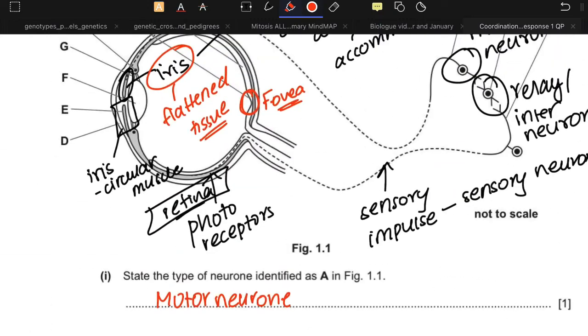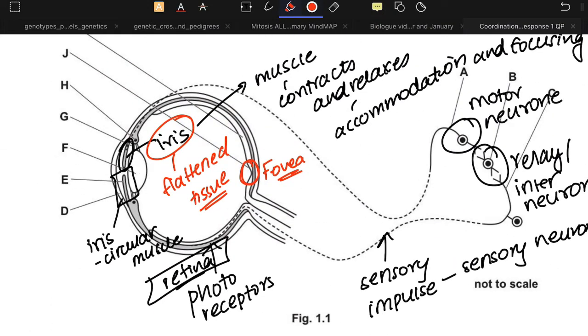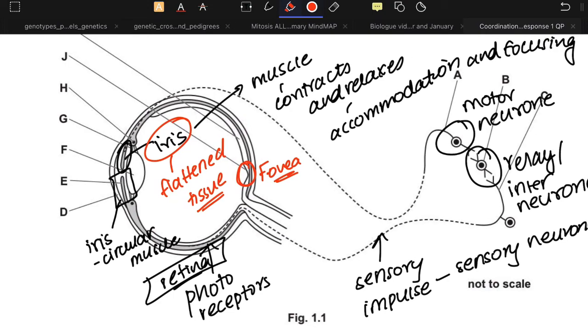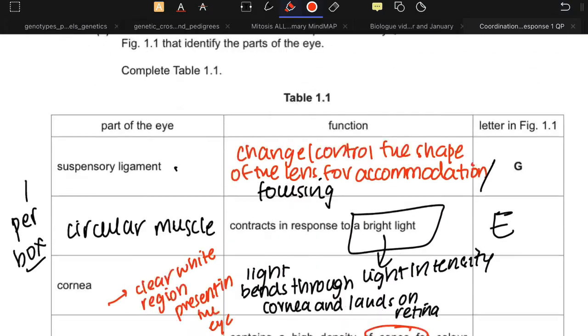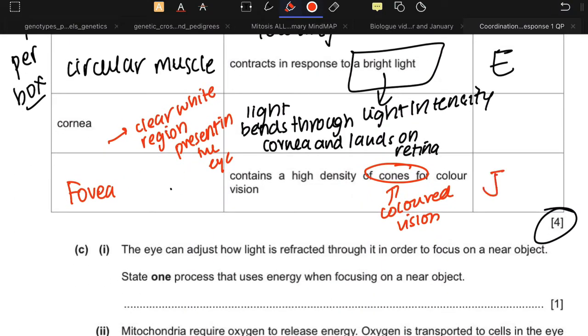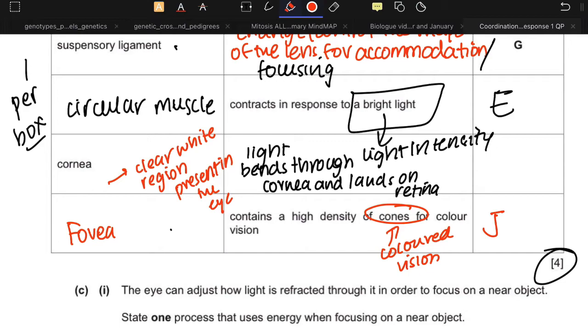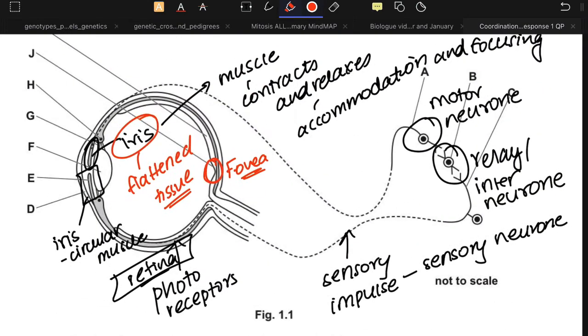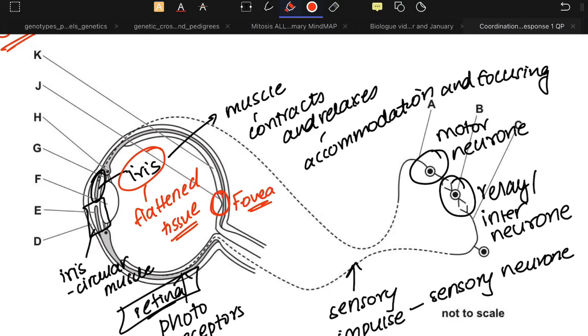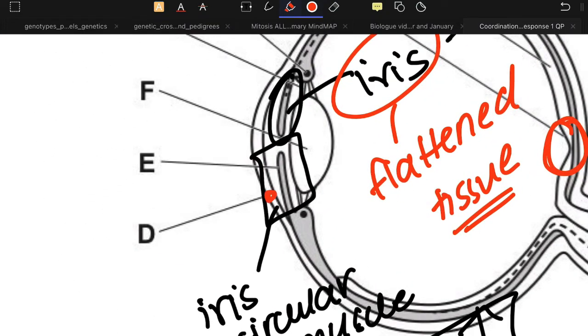Which one is it? It is J, right? Yeah, correct. It is J. So that is what is pointing here. So the answer for that is J. Okay, cornea, we actually forgot to write what letter it was. Let's go back and check. Cornea is D, right? Because it is the clear or sort of white region right in front of the iris. So cornea is labeled D.